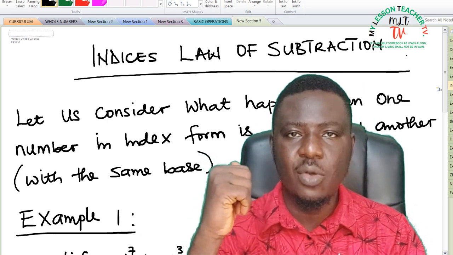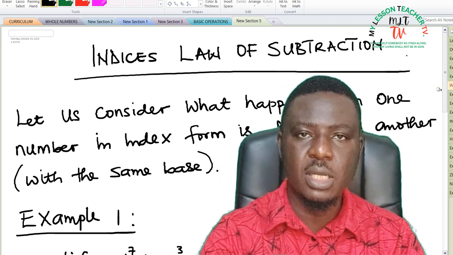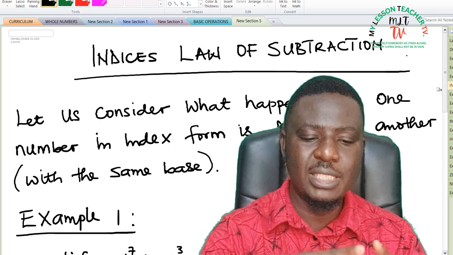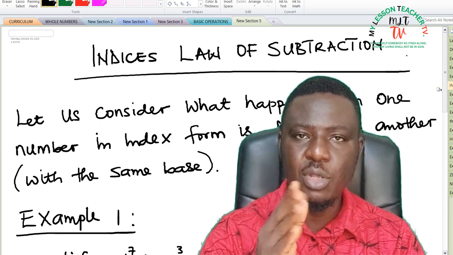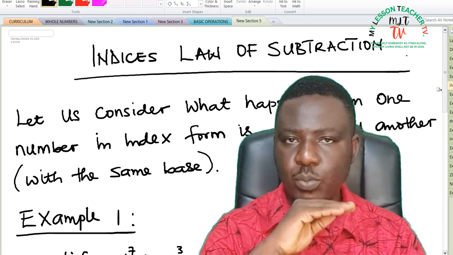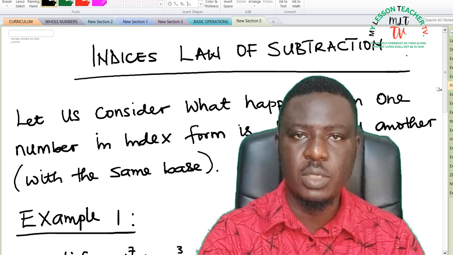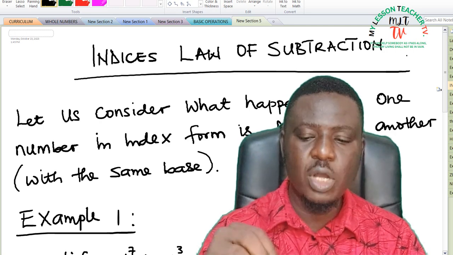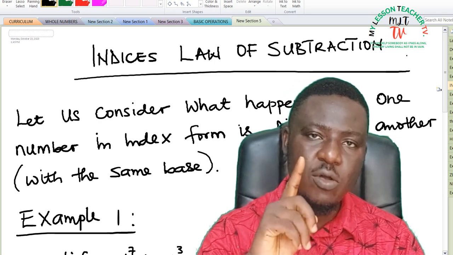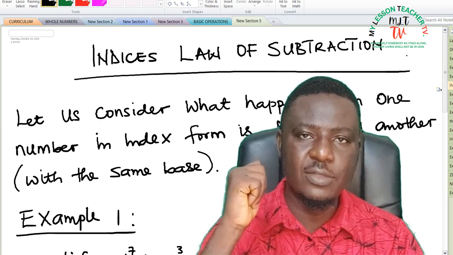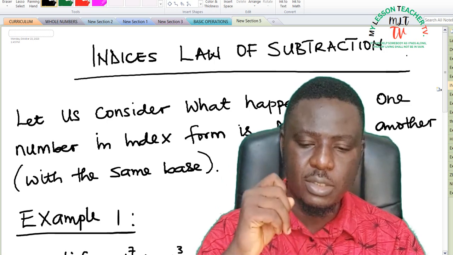At the last class, we looked at the indices law of addition, where the rule states that when two or more indices are being multiplied, so long as their bases are the same, you add their powers. I've been able to prove to you how we come about that and why it is so. So in today's class, we shall be looking at the indices law of subtraction. If you have not watched that of addition, please kindly refer to the previous videos and you'll get it from there.